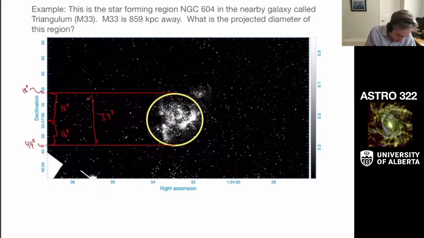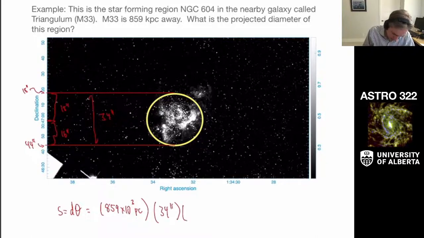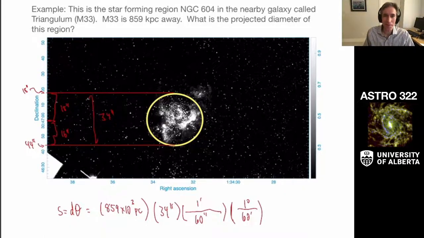From there, I'm going to use the expression S equals d theta. I know d, and I just figured out theta, so I can figure out how big this object is. If I plug this in, the distance here is 859 times 10 to the 3 parsecs. Then I multiply it by that angle, 34 arc seconds. And then I'm going to use the relationships I rattled off earlier: 60 arc seconds is 1 arc minute, 60 arc minutes is 1 degree, and one that I haven't told you, but you probably have in your back pocket, which is that pi radians is equal to 180 degrees.